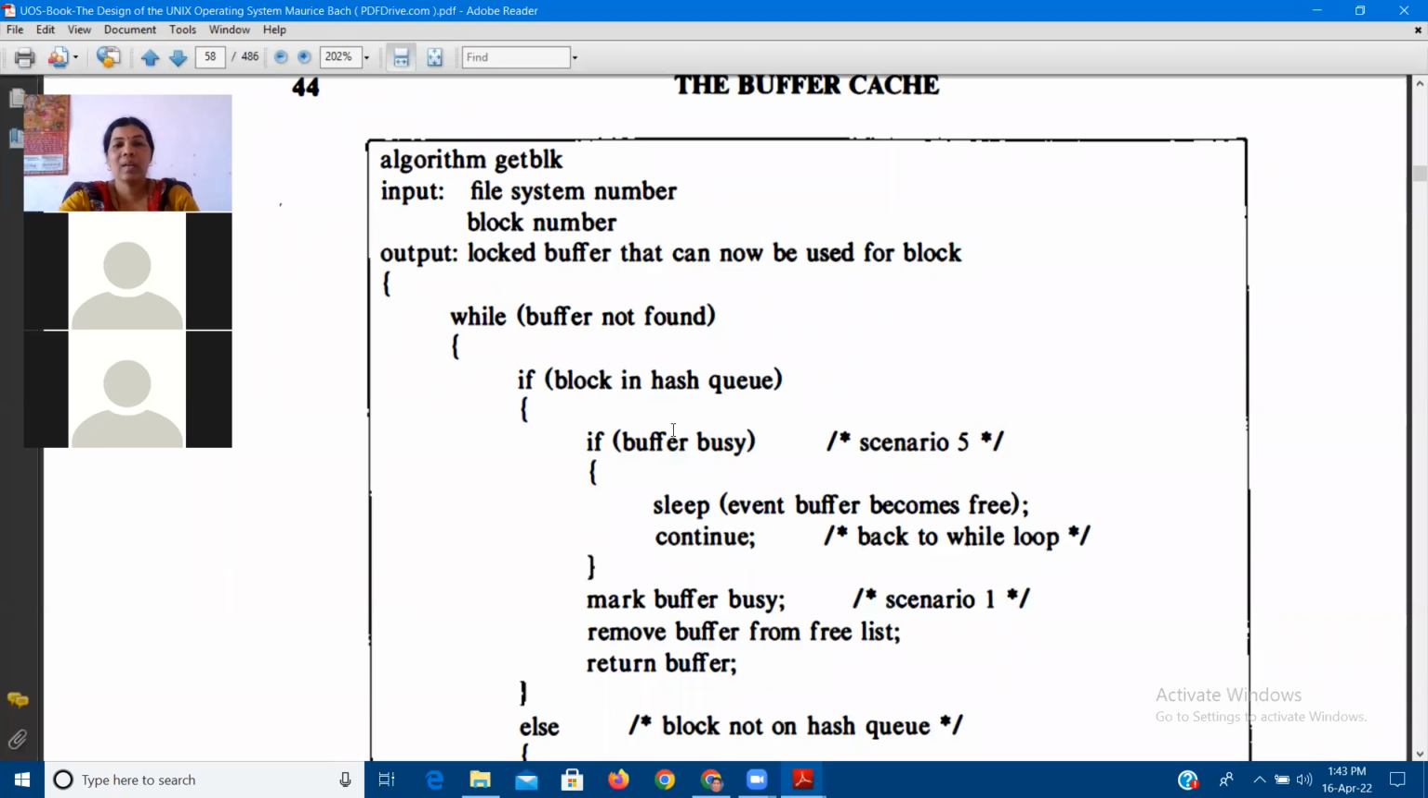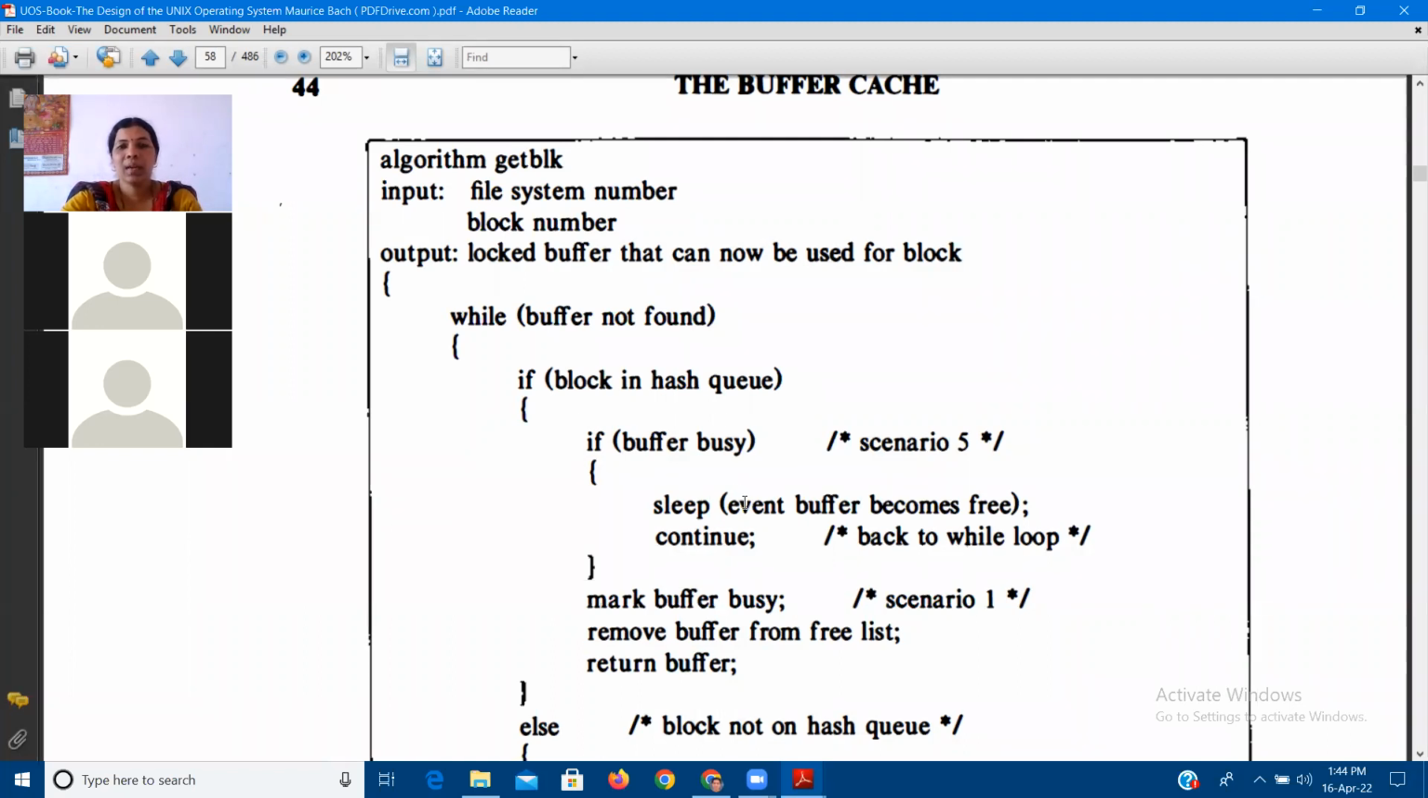So first and fifth scenario, if you see the statements of first and fifth scenario, the kernel finds the block on its hash queue, and according to the first scenario its buffer is free, and according to the fifth scenario its buffer is busy. So the only difference is that in the fifth scenario the buffer is busy, and in the first scenario it is free. So if it is busy, it indicates the fifth scenario. So what did we discuss under the fifth scenario? Under the fifth scenario, we discussed the race for locked buffer, right? We discussed the race for locked buffer.